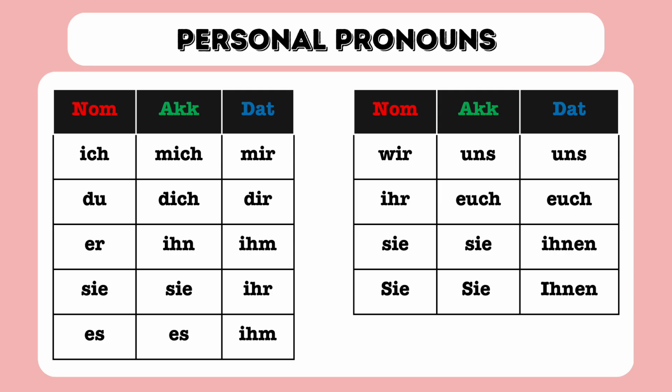Sie does not change no matter if it means she or if it means you or they, so we still have sie in the accusative case, but in the dative case for the plural ones, so the one that means they or them, and the one that means you formal, both change to ihnen. Just don't forget to capitalize the one that means you.